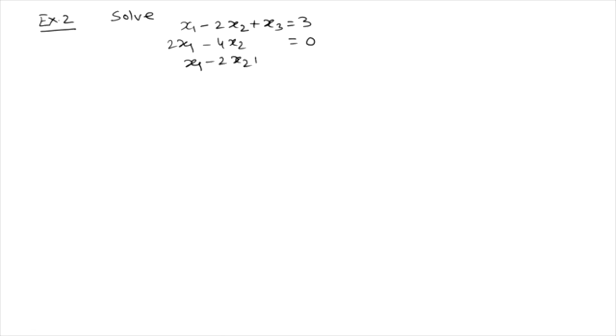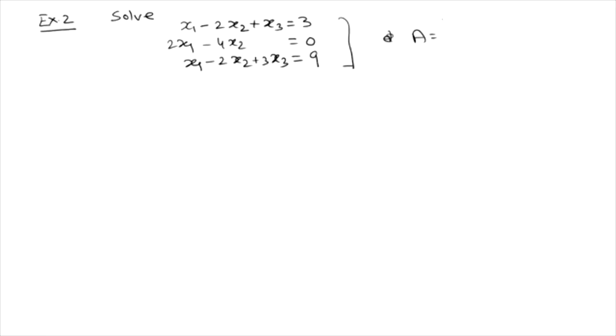So, example 2. Solve x 1 minus 2 x 2 plus x 3 equals to 3, 2 x 1 minus 4 x 2 equals to 0, and then x 1 minus 2 x 2 plus 3 x 3 equals to 9. And solve means find out the minimum norm solution, means least square approximation of this system.